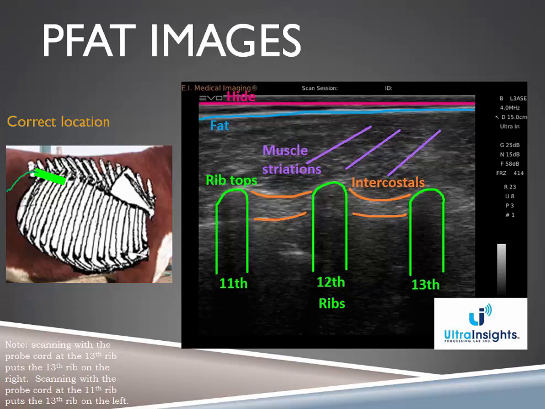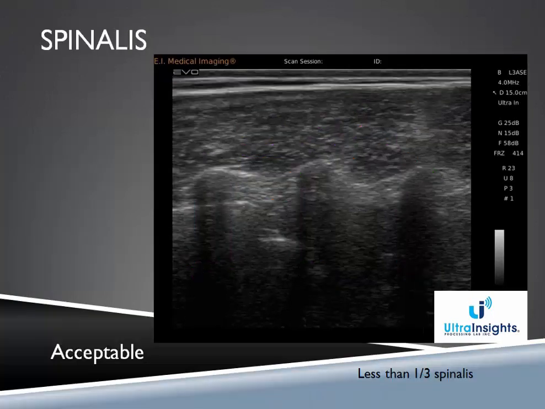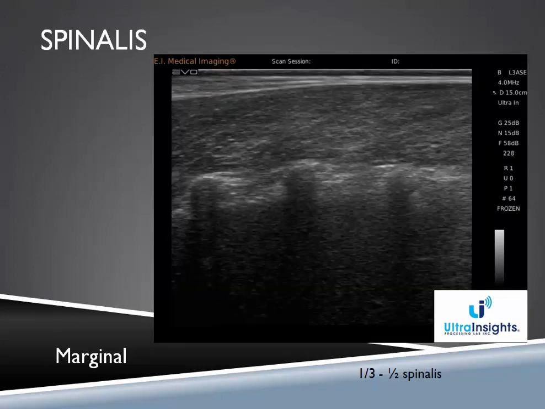Let's dive into one of the potential image quality issues. So here we have an acceptable image. We're talking about spinalis, but we don't see any spinalis in this image, which is good. We have to have less than a third of the image with spinalis, and it can be 0 of the image with spinalis. So this is an acceptable image.